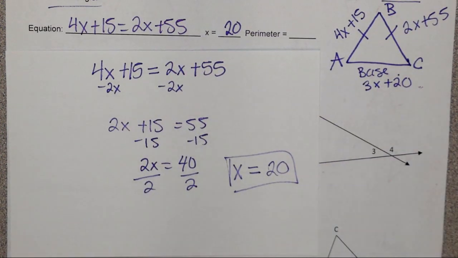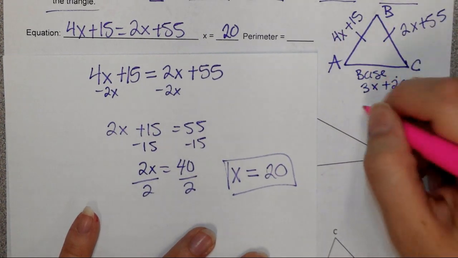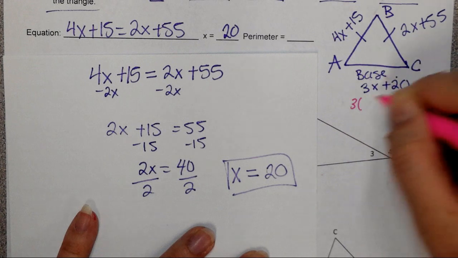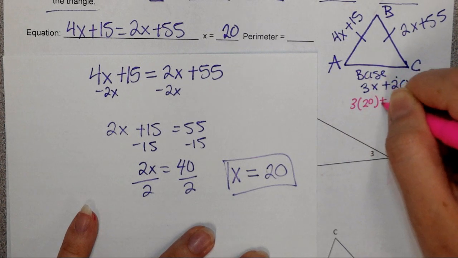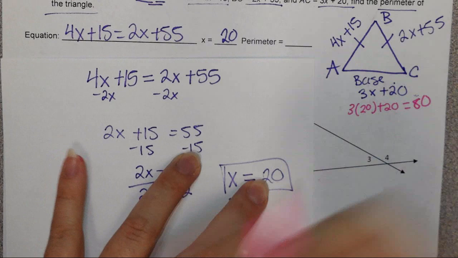All right. For the perimeter, we just need to take x and plug it back in to where we see x in the equations. So this is where we're going to use that 3x plus 20. So 3 times 20 plus 20 gives us that this side length is 80.